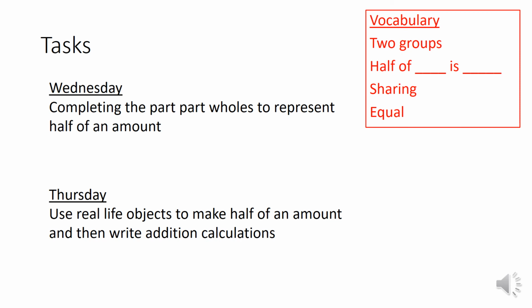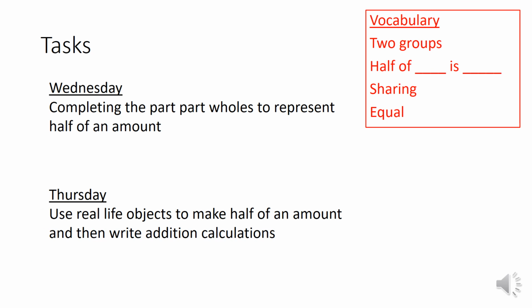So your tasks for this video, so Wednesday, which is our first task, you should be completing the part wholes on the sheet to represent half of an amount. So remember drawing in your shapes to show the two parts. Then the next task on Thursday is again to use your real life objects, so those manipulatives, to make half of an amount and then have a go at writing addition calculations to match.